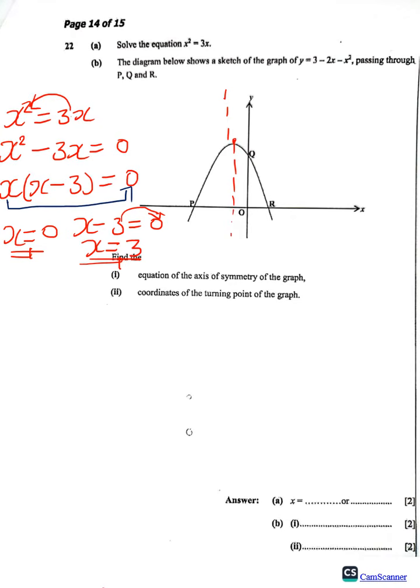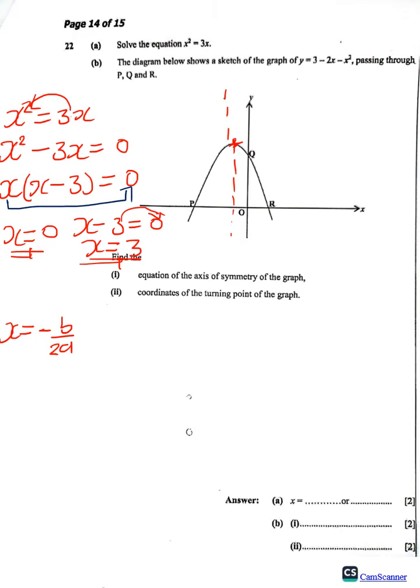And typically, this axis of symmetry can be found by finding the x-coordinate of the turning point. So the turning point is this point here, where the parabola curve turns. So let's find this value. The formula is x is equal to negative b over 2a. Now let's write this in standard form.